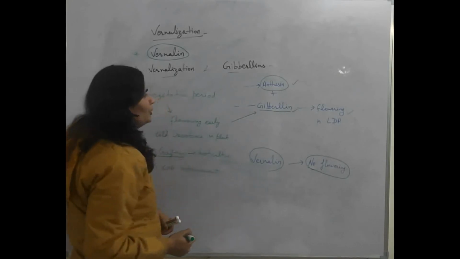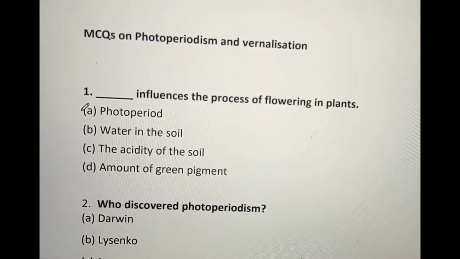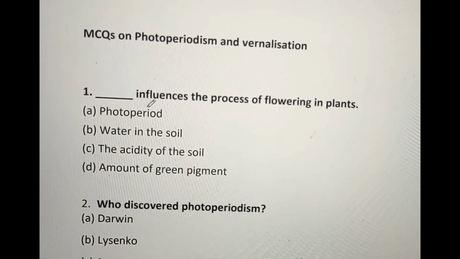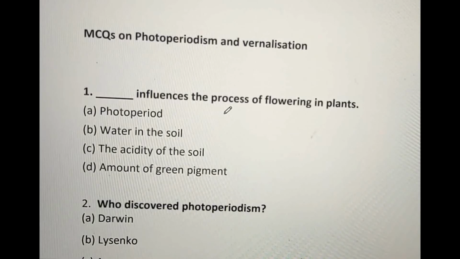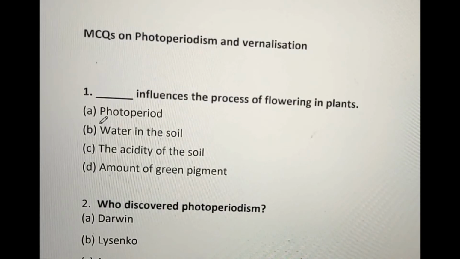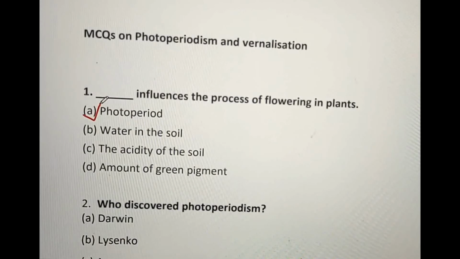Now, let's discuss some MCQs on photoperiodism and vernalization. First question. Fill in the blanks: blank influences the process of flowering in plants. A, photoperiod; B, water in the soil; C, the acidity of the soil; D, amount of green pigment. So, it is the day length and night length that influences the process of flowering in plant. So, right answer is A.